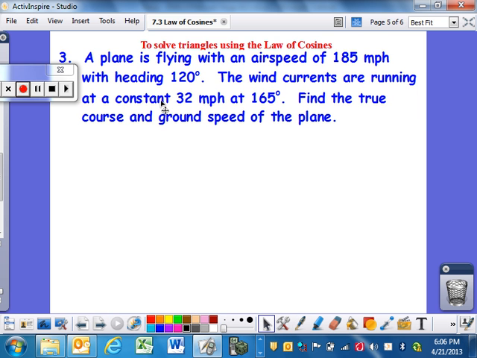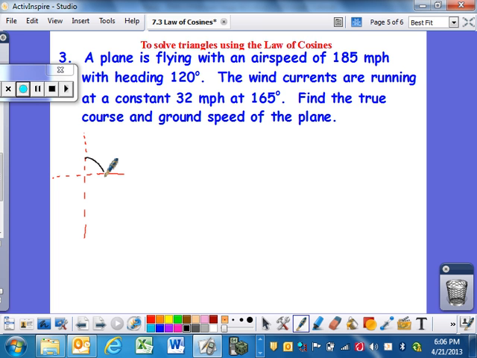And now the last one, we're going to get back to these word problems that you guys absolutely loved back in chapters 2 and 3. So a plane is flying at an airspeed of 185 miles an hour with a heading of 120 degrees. For those of you that forget what a heading is, that's from due north. Remember, it's based off of your North Pole, so it's due north going clockwise.